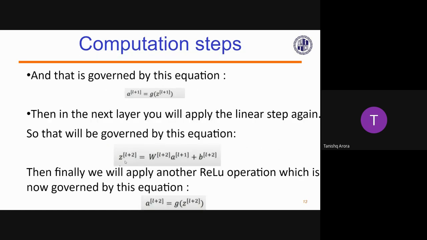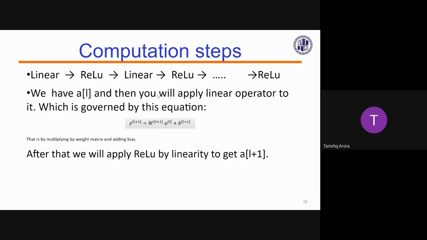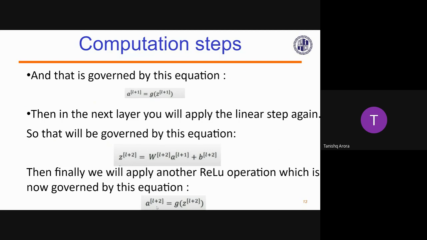So again, linear would give us the equation Z[l+2] = W times our A matrix plus the bias for the next layer. This would be given, and finally, let's say we have another ReLU, then A[l+2] is equal to g(Z[l+2]), right?